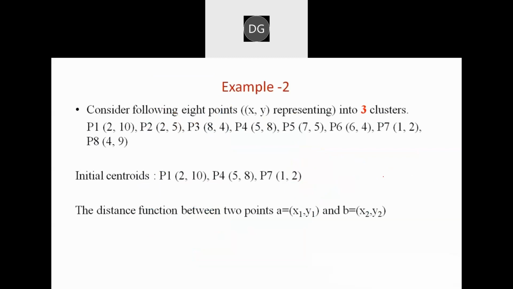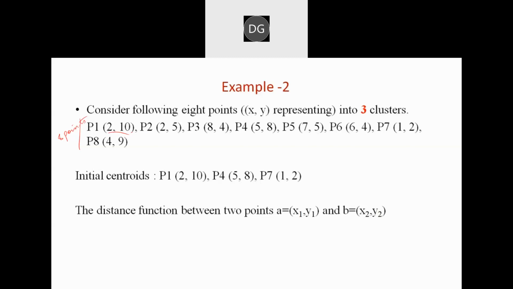So this is the example we are going to take. These are the points. In the previous class, I did income and spent, two columns, and I grouped them into pairs. Assume that each pair is an x and y value. In the previous class example, income was x and spent was y. Similarly, here also we have taken 8 points, with x and y values given here, and we are going to take 3 clusters.